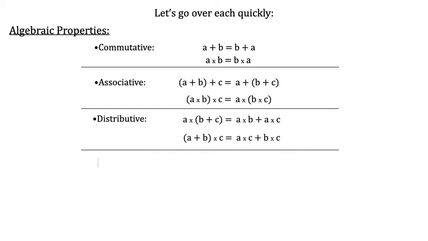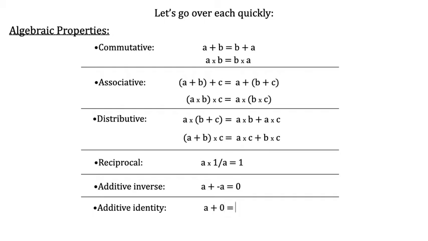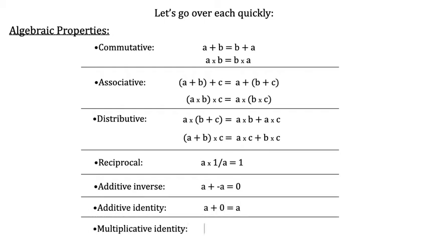There is the reciprocal property, where a times 1 over a will get you 1, as the a's cancel. There's the additive inverse, which is a plus negative a to get you 0. The additive identity, a plus 0, gets you a, and the multiplicative identity, a times 1, is just a.